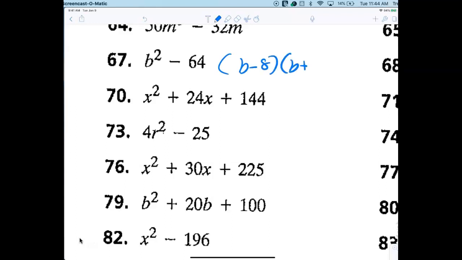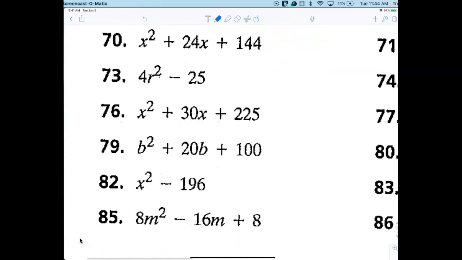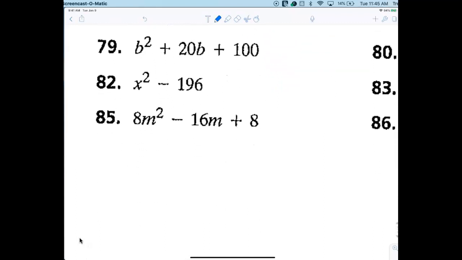Wow. B minus 8, B plus 8. Beautiful. 73. Yes, Sam. 2r plus 5, 2r minus 5. Does it matter what order we put the plus or minus? No. Watson, 82. Thank you.